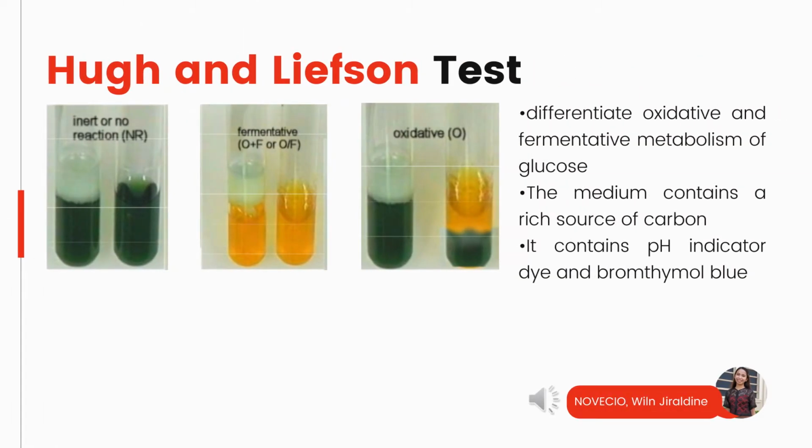There are different tests used to metabolize carbohydrates and organic acids. First, we have the Hugh and Leifson test, which is used to determine whether an organism uses carbohydrate substrates to produce acid byproducts. The medium contains a rich source of carbon and also contains a pH indicator dye, bromothymol blue, which is green or blue under alkaline oxidative conditions, or yellow under acidic fermentative conditions.